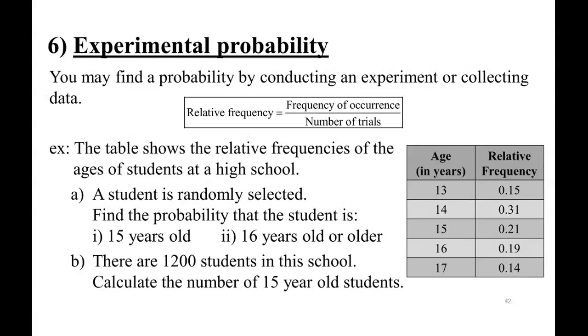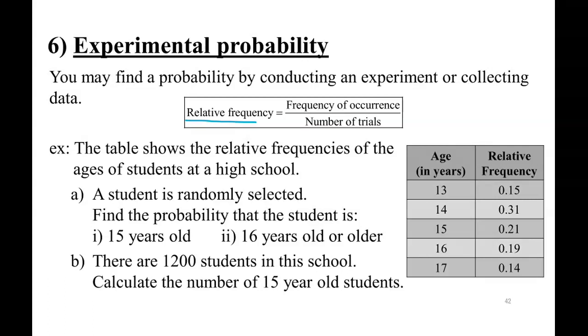Now finally, we move on to experimental probability. Now what we've seen so far is how we calculate probabilities theoretically. Now probabilities could also be conducted by experiment. So over here, by conducting an experiment or collecting data, you find the probability of the event as the relative frequency of the event, which is the frequency of occurrence divided by the number of trials.